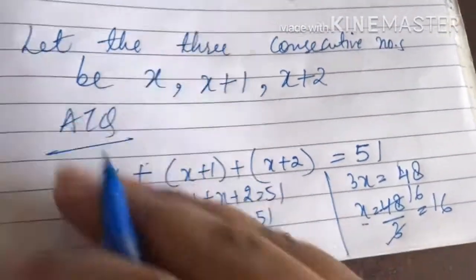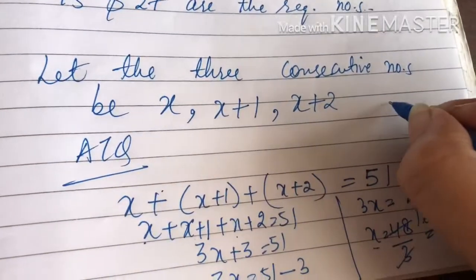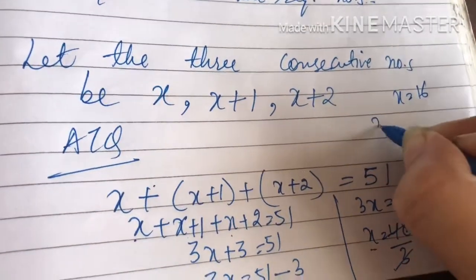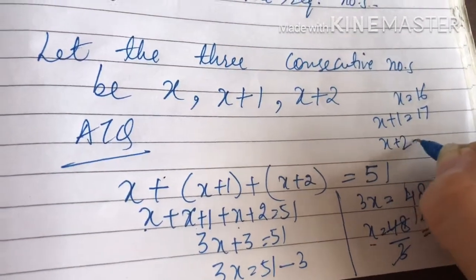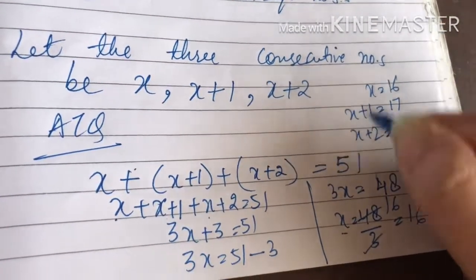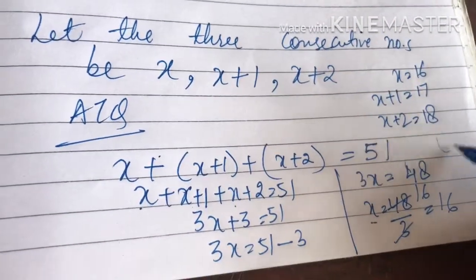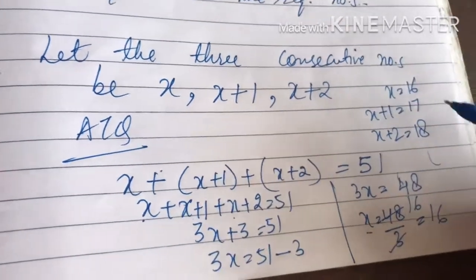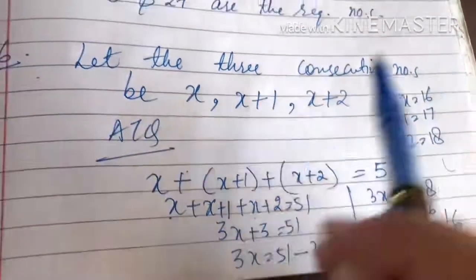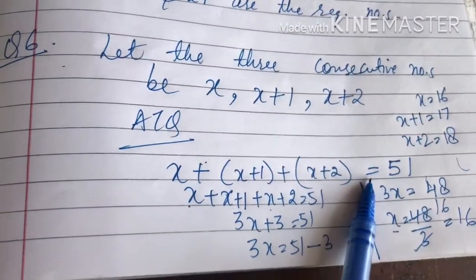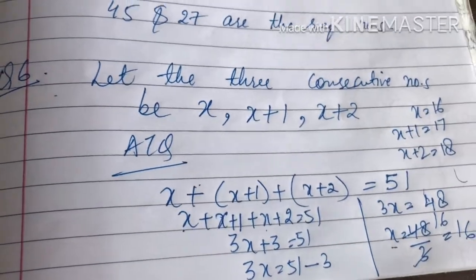Now what will be the numbers? Put this value of x here. So what are the numbers? The x is 16. x plus 1 will be 16 plus 1, 17. x plus 2 is 16 plus 2, that is 18. These are the three consecutive numbers, 16, 17, 18. Now check your answer. In all the questions you can check your answers. Add all these three and check whether they come to 51 or not. If it is not coming 51, that means your answer is wrong. So you can check like this.